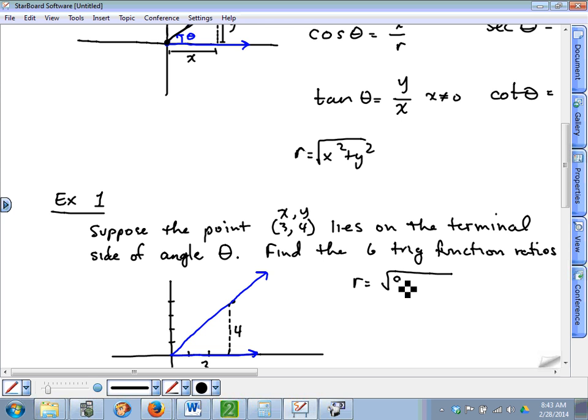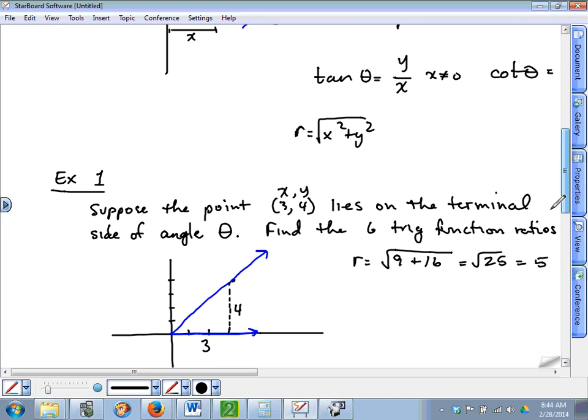r equals 5 because 3 squared is 9, 4 squared is 16. All that is the square root of 25. Yeah, it's a Pythagorean triple, 3, 4, 5. So once you know r, we already knew x and y. This could have been solved without drawing a triangle. To save time, it might help not to draw one.